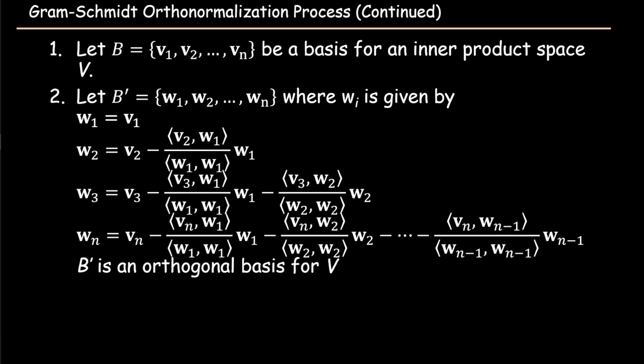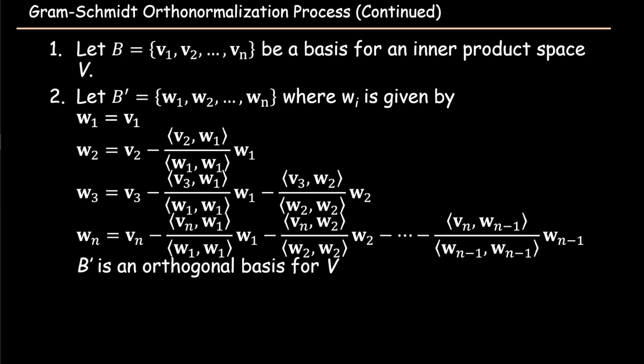And so now we're going to let B prime be W1, W2, all the way to Wn, where Wi is given by, well, W1 is going to be equal to V1, and then W2 is equal to V2 minus the inner product of V2 and W1 over the inner product of W1 with itself, or the magnitude squared of W1, and I multiply that by W1.